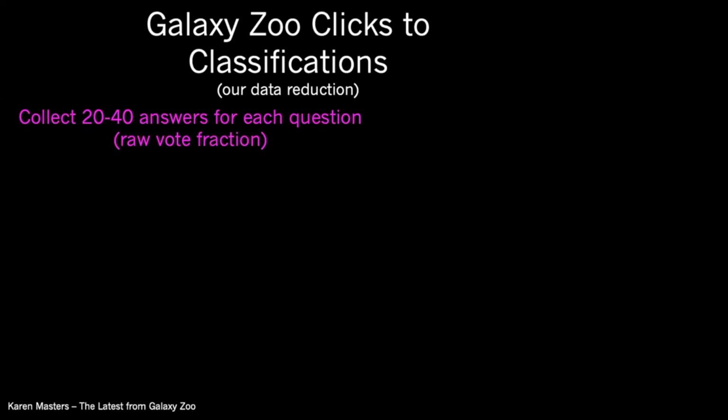Okay, so back to Galaxy Zoo, what do we do with our classifications? Well, I just want to really reiterate that we collect multiple answers per question. So we're going to have 20 to 40 people answering each question. And so again, it's kind of like a tree of questions, but if you just think about the top level, 20 to 40 people answering whether they think they see a spiral or an elliptical. We would call this the answer, the balance of those answers, the raw vote fraction.